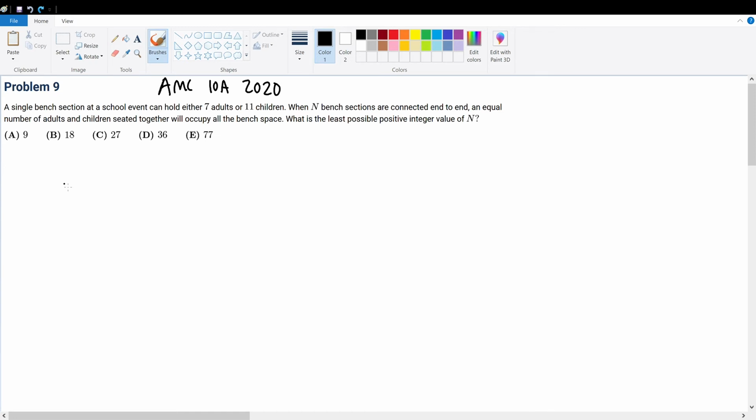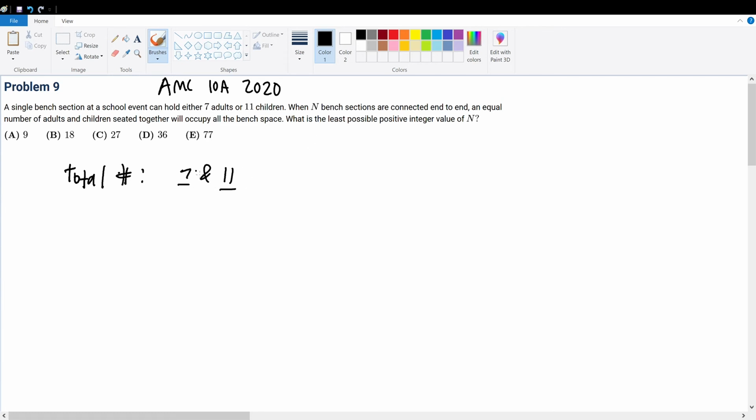So this question, just read what the conditions are. It tells us that an equal number of adults and children seated together will occupy all the bench space. So that means the total number of people must be a multiple of both 7 and 11. Because it tells us that a single bench can hold either 7 adults or 11 children, but when they're all connected, all of it will be seated together. So both of the two groups of people will be seated together and occupy all the space.